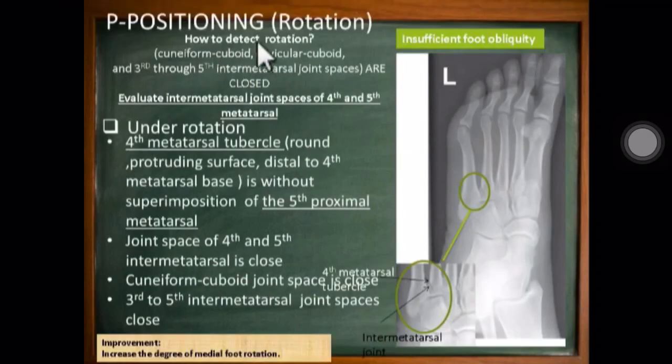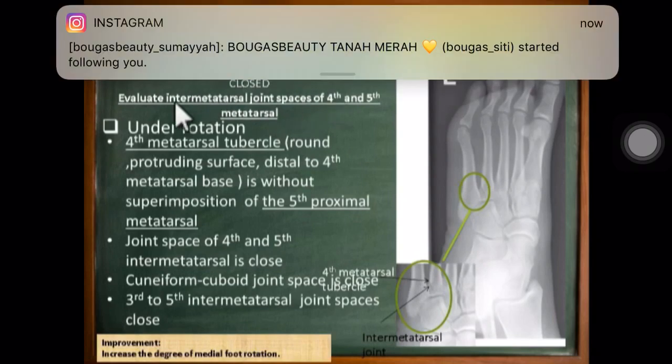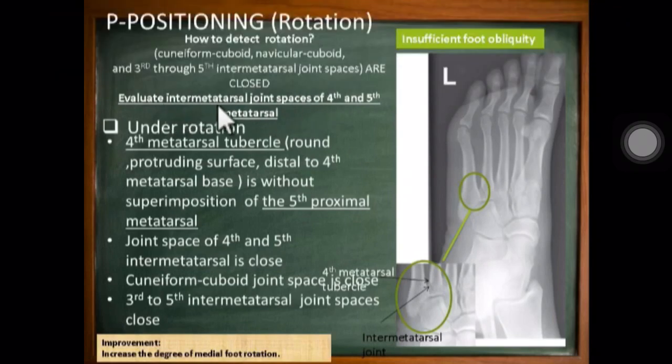And how do we detect the rotation? If the cuneiform cuboid or the navicular cuboid and third through fifth intermetatarsal joint space are closed, it means that there's rotation. And to find out whether it is under rotation or over rotation, we must evaluate the intermetatarsal joint space of fourth and fifth metatarsal.